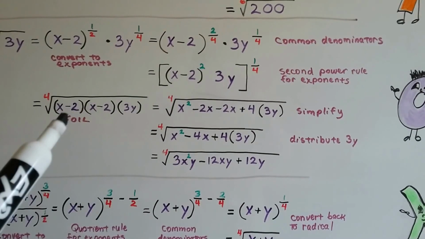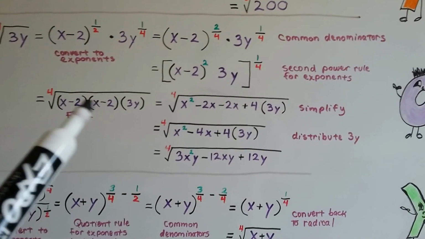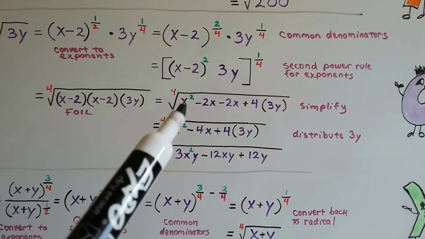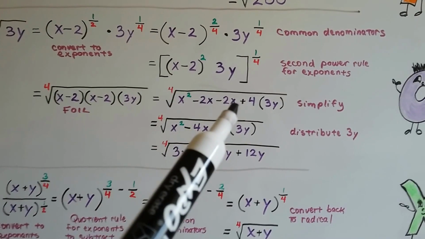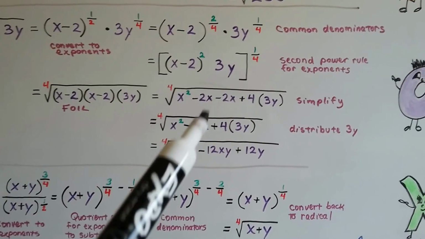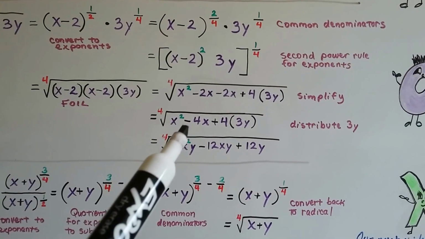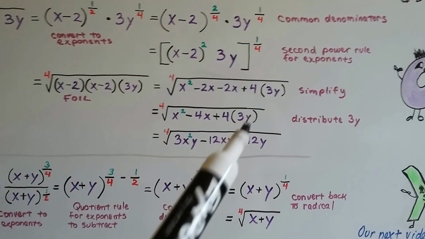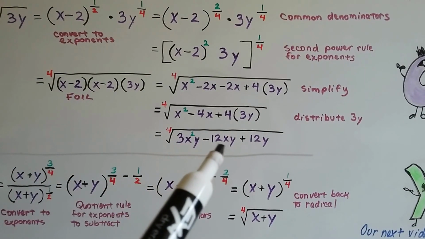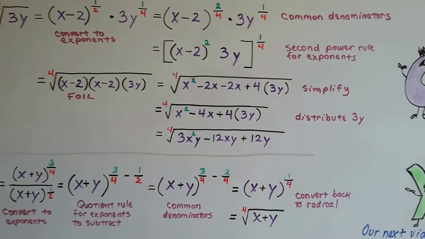We can FOIL this, x minus 2, x minus 2. And we're going to get x squared minus 2x plus 4 times 3y, and it can be simplified to minus 4x when we combine the like terms. We can distribute this 3y, and we get the 4th root of 3x squared y minus 12xy plus 12y. See?